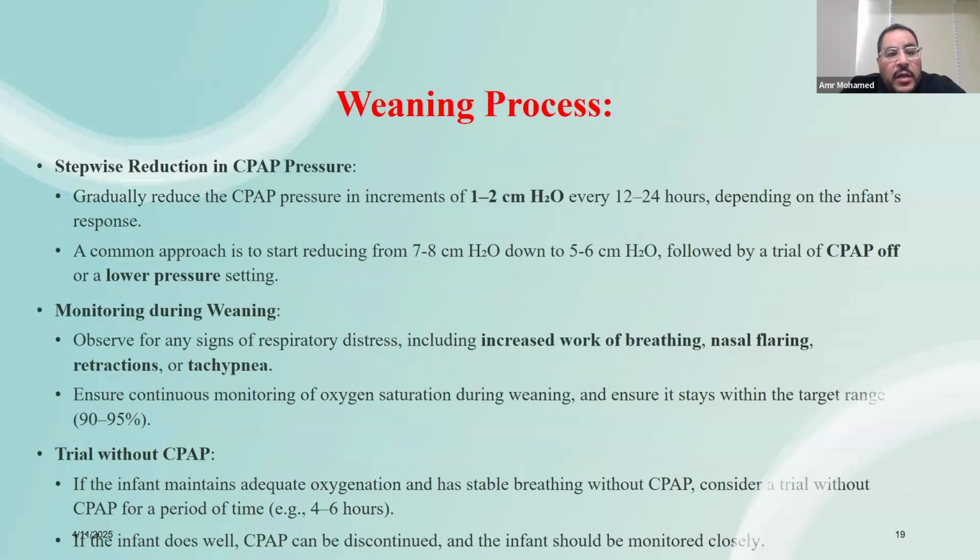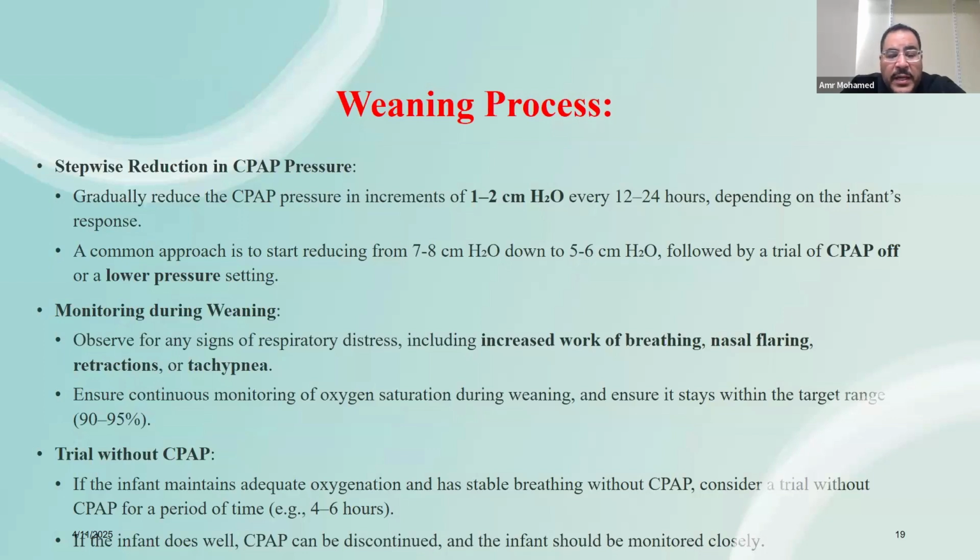For the weaning process, we gradually reduce the CPAP pressure in increments of 1 to 2 centimeter every 12 to 24 hours, depending on the infant's response, clinical assessment, and blood gas. Normally, if we decrease the CPAP pressure, we consider doing a blood gas 1 to 2 hours after any change to settings. A common approach is to start reducing from 7 to 8 centimeter H2O down to 5 to 6 centimeter H2O, followed by a trial of CPAP off.